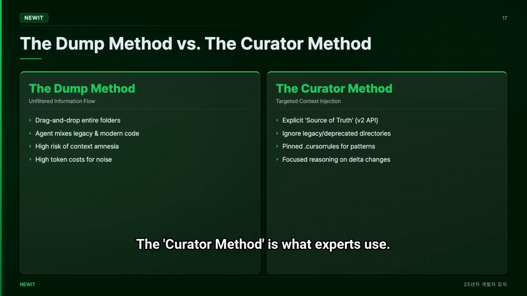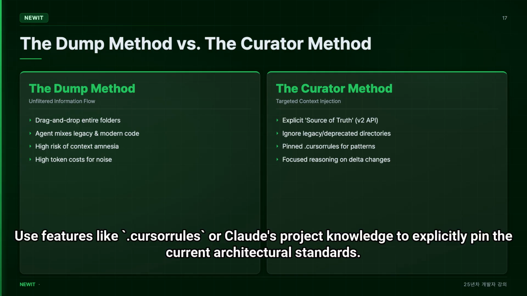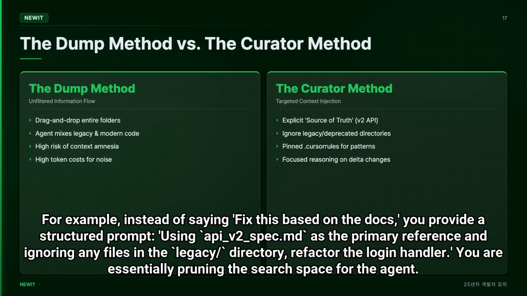The curator method is what experts use. You must provide a source of truth hierarchy. Use features like Cursor rules or Claude's project knowledge to explicitly pin the current architectural standards. For example, instead of saying fix this based on the docs, you provide a structured prompt: using API V2 Spec as the primary reference and ignoring any files in the legacy directory, refactor the login handler.